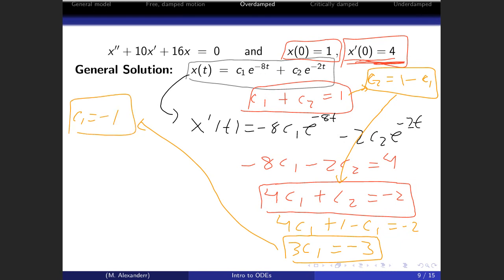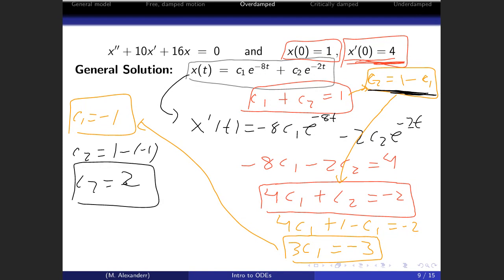And now I use my second formula that I have up here on the very top. So that tells me that C2 is equal to 1 minus negative 1, and so C2 is equal to 2. All right, so now I'm going to put in these numbers into my general solution. And so my solution to the initial value problem is going to be the following. So it's going to be negative e to the negative 8t plus 2e to the negative 2t. All right, so this is the solution to your initial value problem.